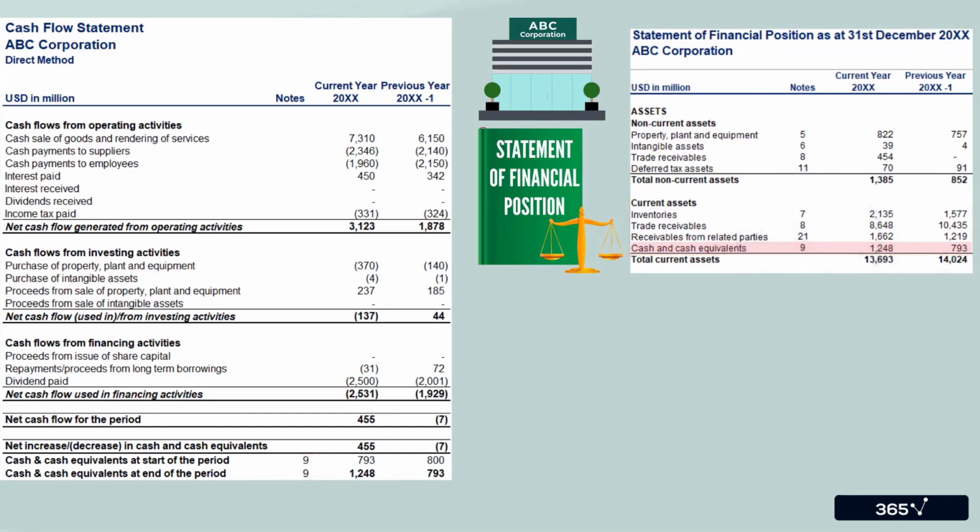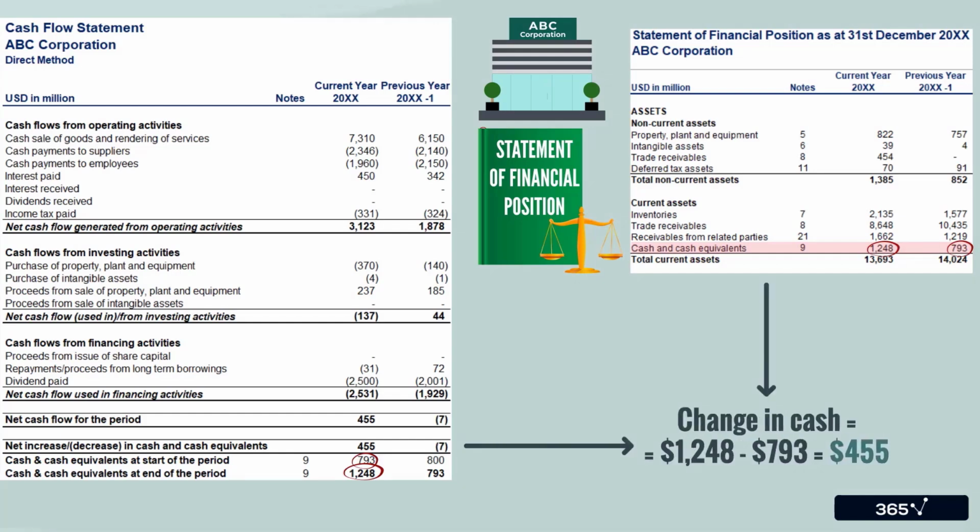At the end of the previous year, the company had an outstanding cash balance of $793 million. And at the end of this reporting period, it has $1,248 million. So, by how much has the cash balance increased during the year? 1,248 minus 793 makes exactly $455 million. The same figure as the net change in cash reported in the cash flow statement. And this is how we reconcile these two statements.